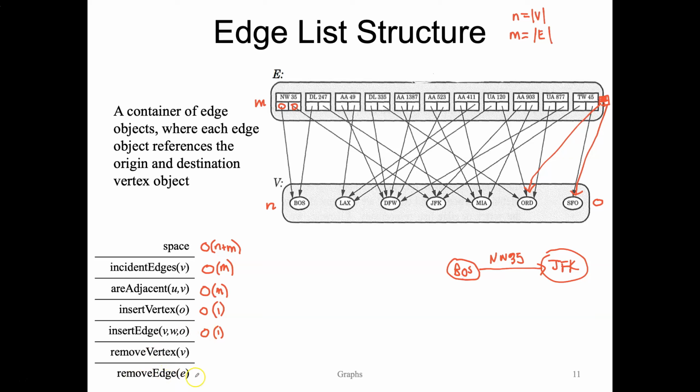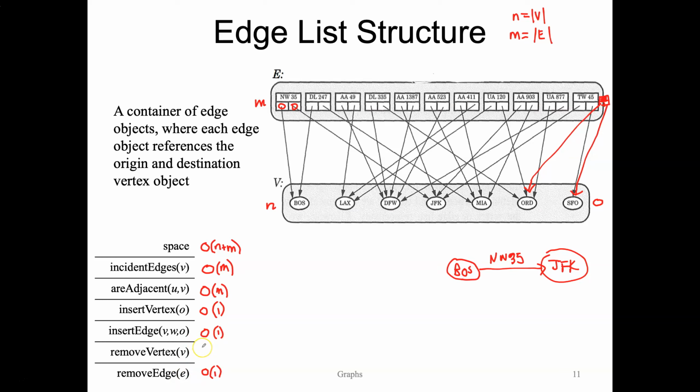Let's talk about removing an edge next. So if we have exactly that edge that we want to remove, we can access it in constant time inside this container because we're immediately given its position E. So we can remove that edge in constant time.